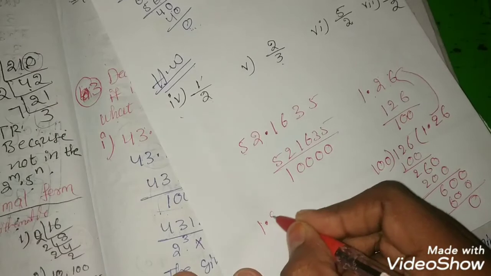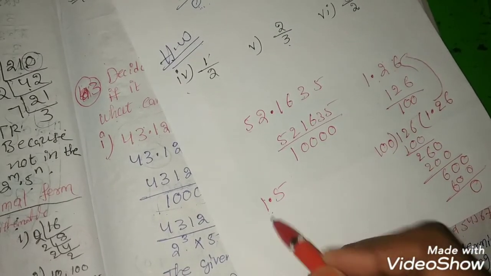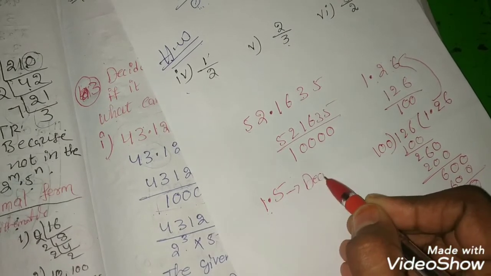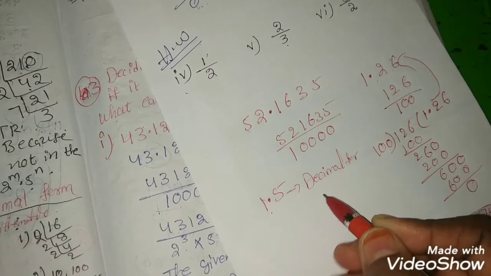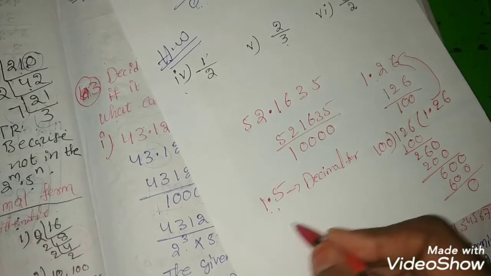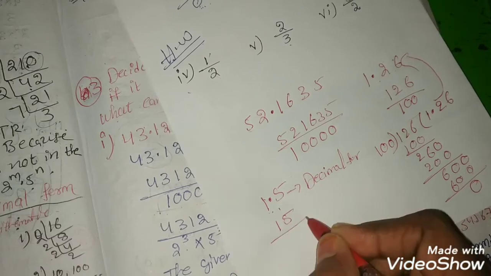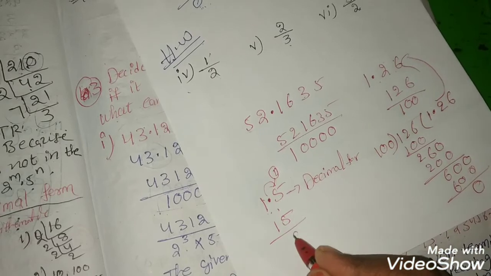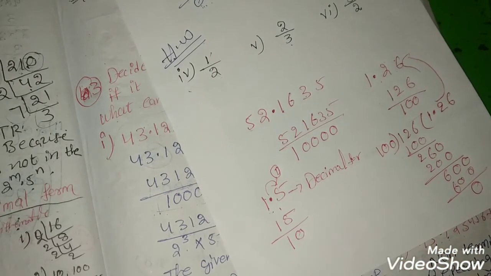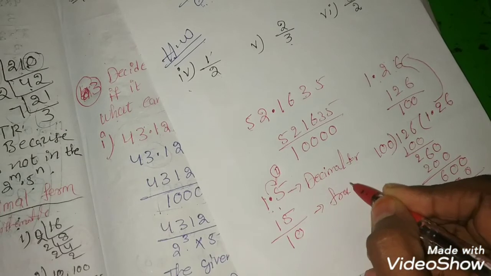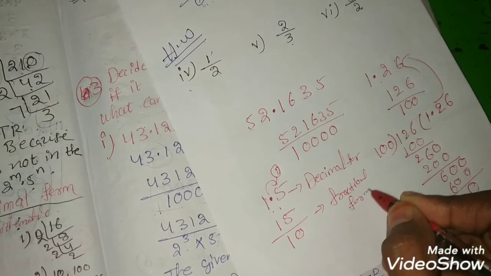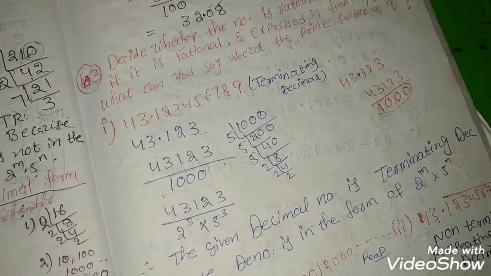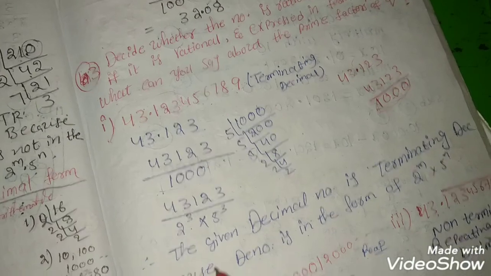Let's take another example, 1.5. How can you convert this into fractional form? This is the decimal form. Convert it into fractional form. See, how can you convert this? 15 divided by, this is a point. After the point we have only one digit, so we keep a single 0 with 1. So this is the fractional form. Likewise we did here. Same process as it is. Are you getting it? Okay, same process, right?